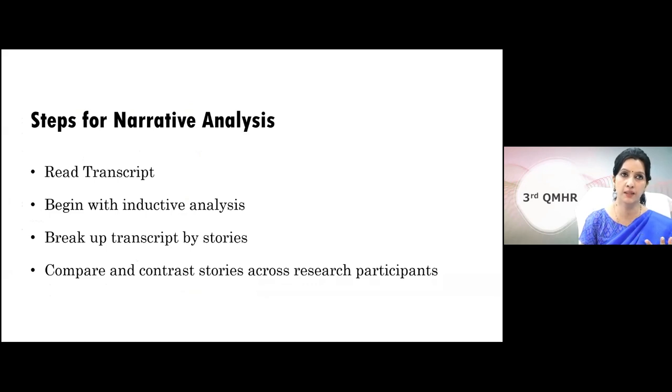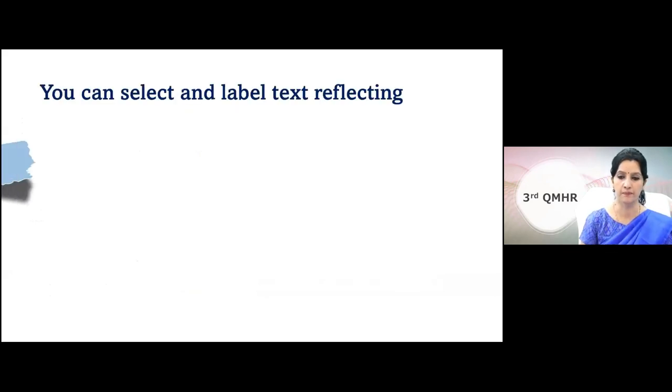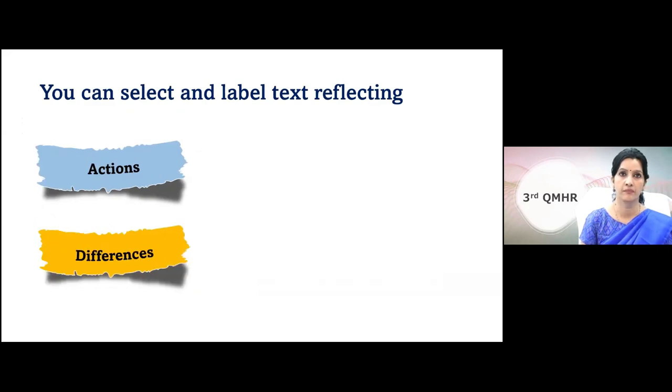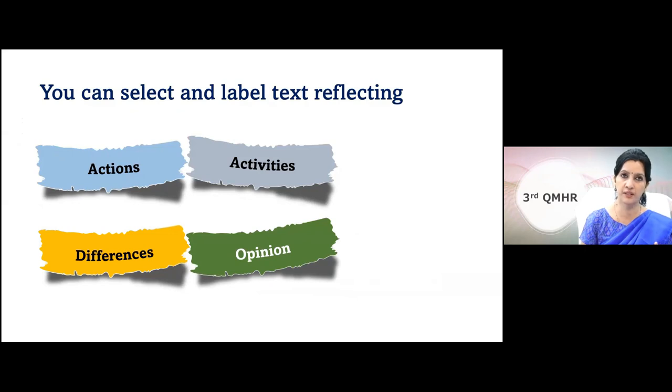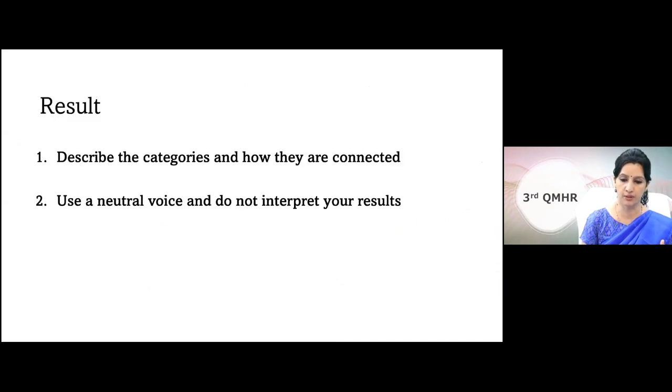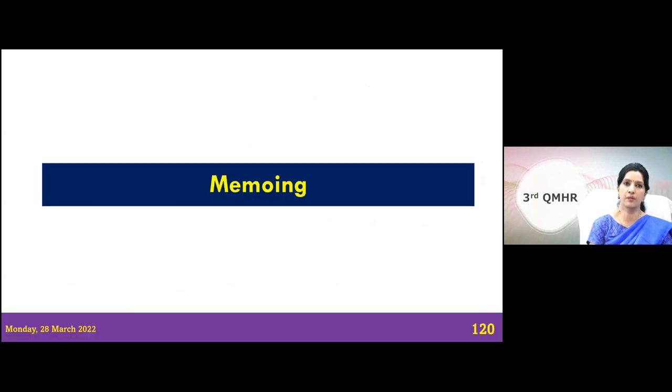So these are the steps for narrative analysis. You read the transcript and begin with an inductive type of analysis. Then, like I have shown, you break up the transcript by stories and compare the stories of the research participants. There are words like actions, activities, differences, opinion, concepts, and process. Now describe these categories and how they are connected, and use a neutral voice for this. This activity I'll just skip because we have done enough activities.